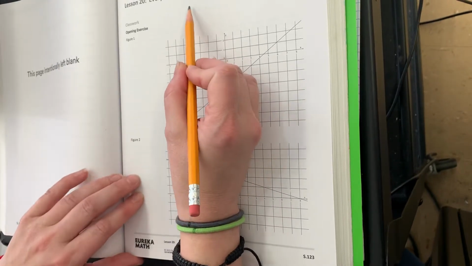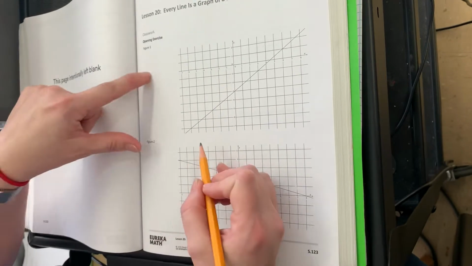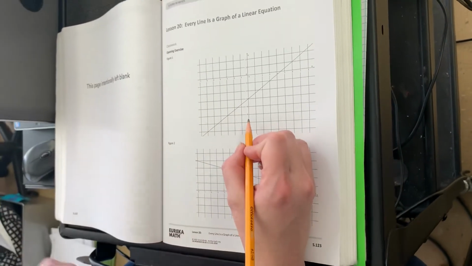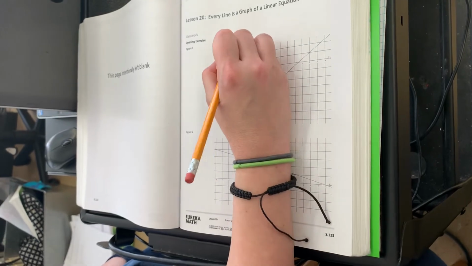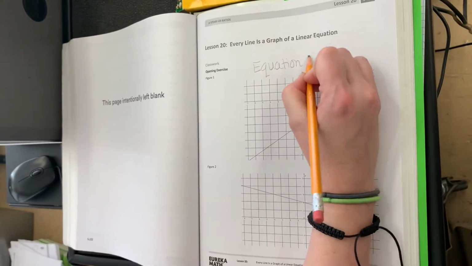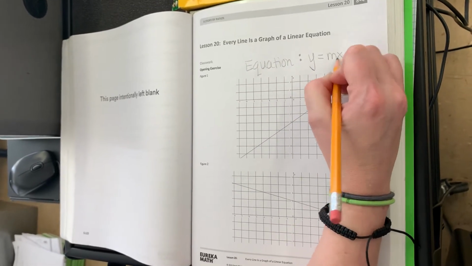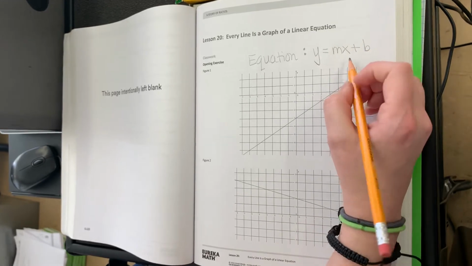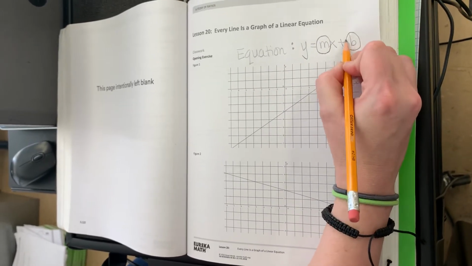Every line is a graph of a linear equation. So the opening exercise, figure 1 and figure 2, they just want us to look at the graph and write the equation. Whenever they say write the equation, you want to write y equals mx plus b. And you're going to have a number for the m, and you're going to have a number for the b.